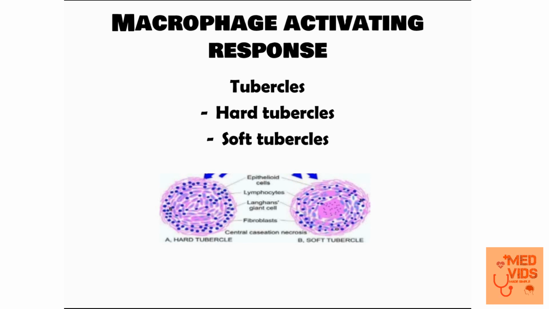Okay, and it will control the replication of the bacteria as well, because if the bacteria is contained within the necrotic area, there won't be oxygen supply to that area. So as we all know, Mycobacterium tuberculosis is an obligate aerobe. So if oxygen is not provided to it, it won't be able to live, and so it has to die. That is what happens as a result of macrophage activating response. I hope you understood the importance of macrophage activating response.